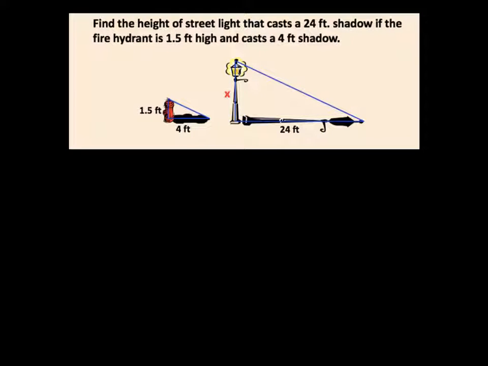All right, we've got a fire hydrant and a lamp post, both casting shadows. It says find the height of the street light that casts a 24-foot shadow if the fire hydrant is 1.5 feet high and casts a 4-foot shadow. So again, we can start by just looking at the scale factor if we wanted to.